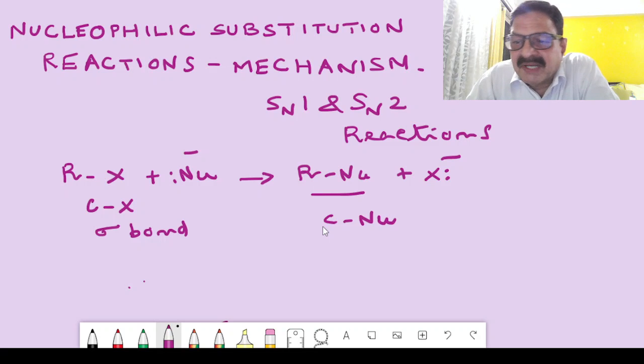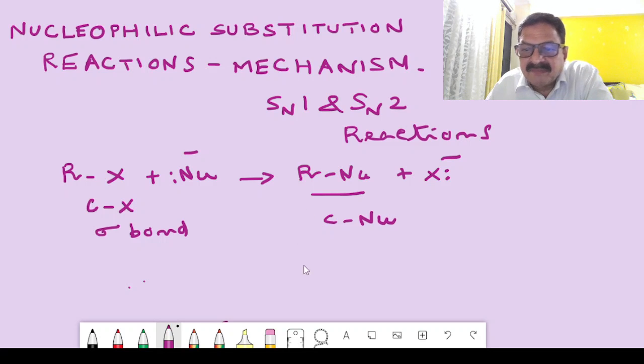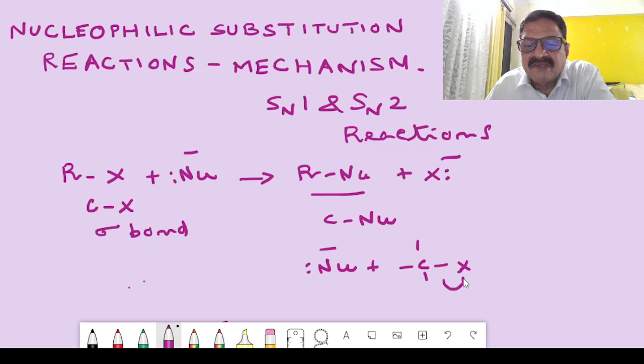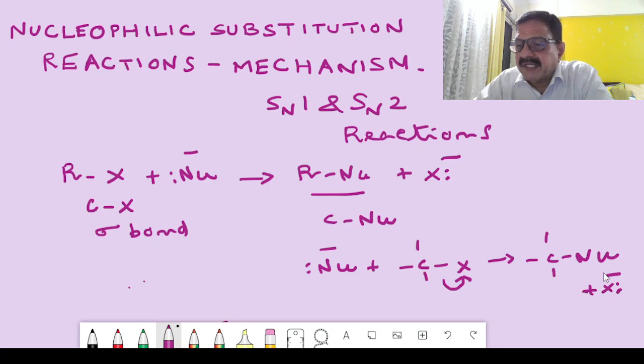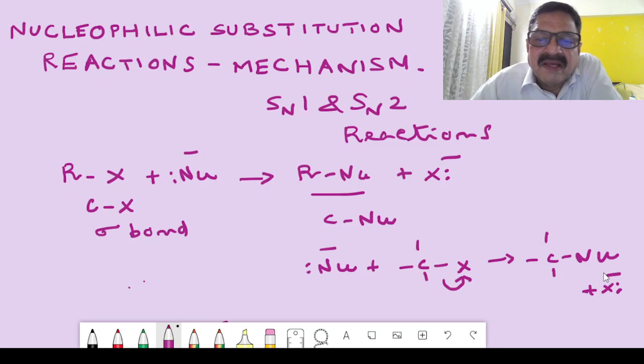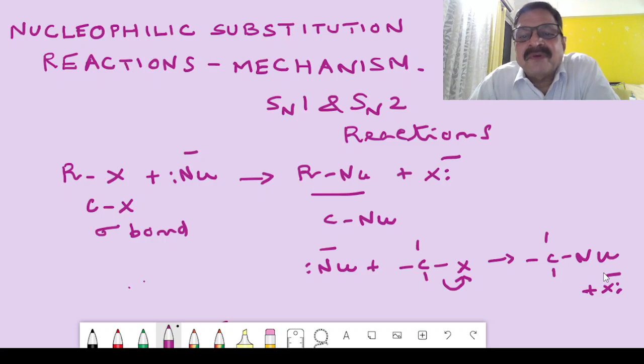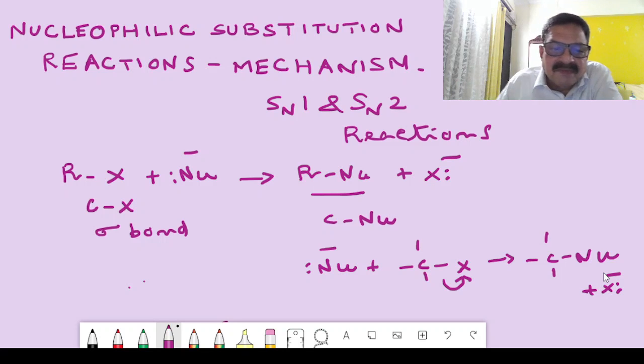Therefore, it will be a one-step mechanism. We can represent it briefly like this. This is our nucleophile, which reacts with the substrate. This is our leaving group, X, which will depart with the electron pair in the bond. So we will be getting the molecule in this fashion, Nu-R, and then X minus, the leaving group. Bond breaking and bond making take place simultaneously, that is, at the same time.